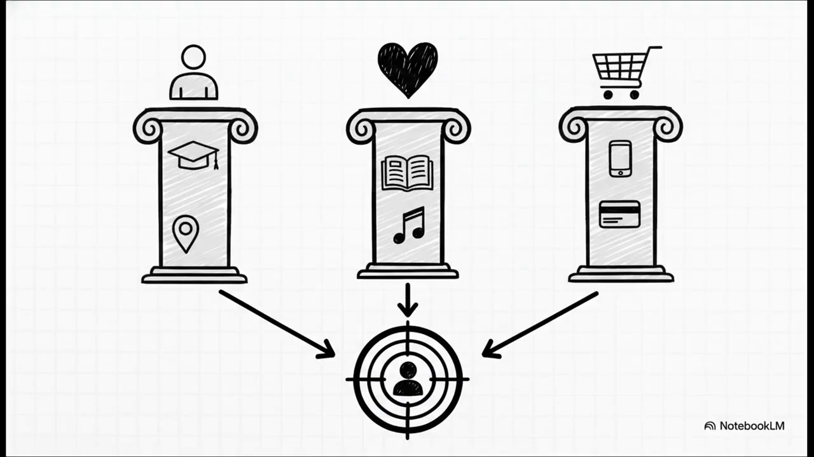This is Meta's superpower. You can literally build your perfect customer by combining these 3 pillars. You start with demographics, who they are, their age, their job. Then you layer on interests, what they like, what pages they follow. And finally, you add in behaviors, what they actually do, like how they shop or what device they're using. It's the combination of all 3 that creates that laser-focused targeting.